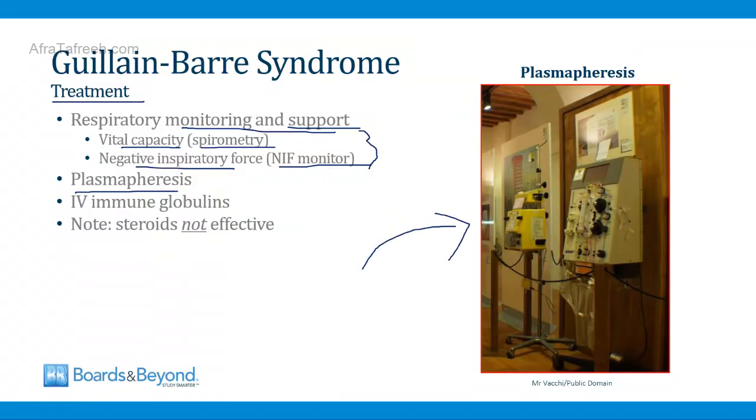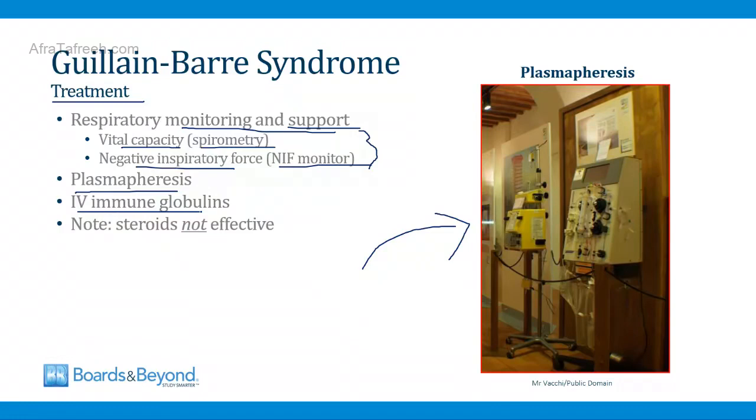What plasmapheresis does is it removes plasma and cells from the body and then returns only the cells. The idea here is that it will remove harmful antibodies from the patient's plasma. An alternative to plasmapheresis is IVIG, or IV immune globulins. These are pooled antibodies from donors which can be infused into patients, and they have a number of immunosuppressive effects.